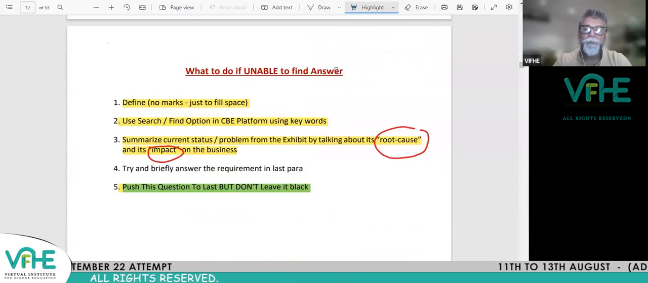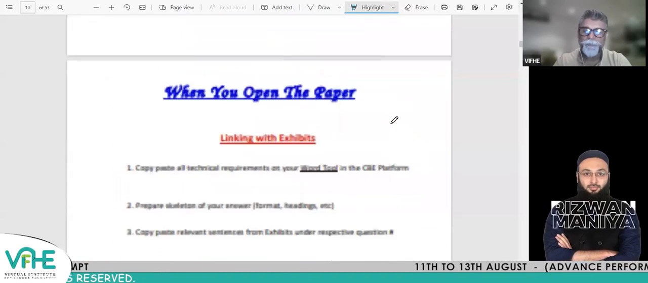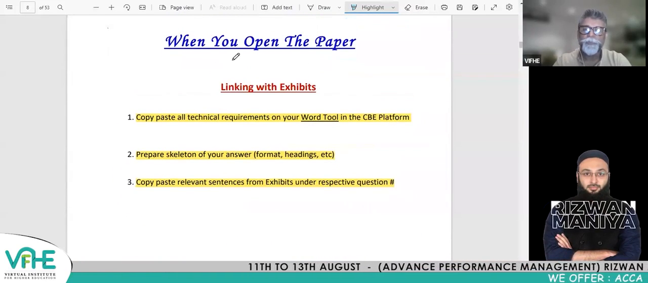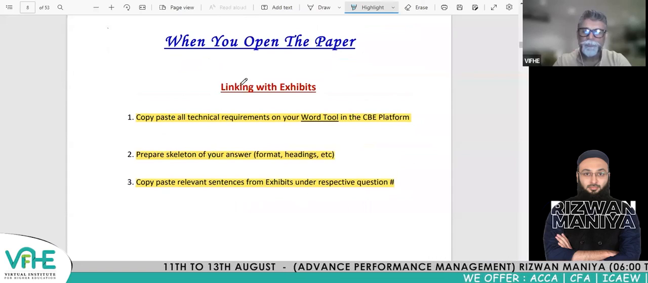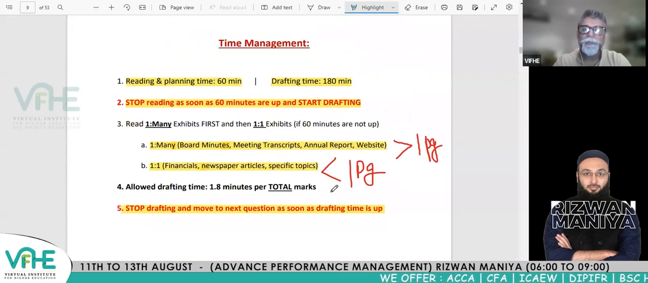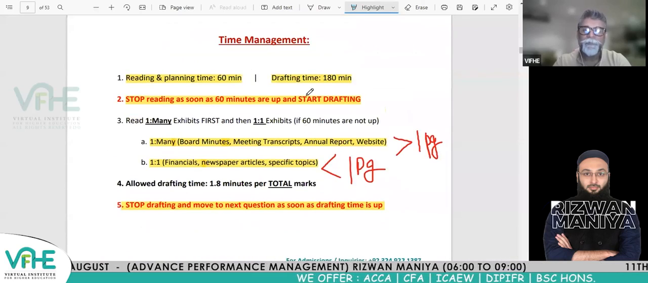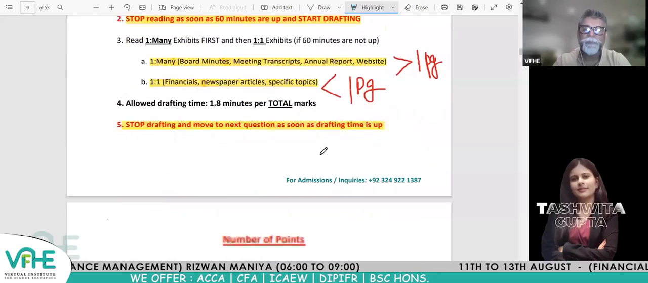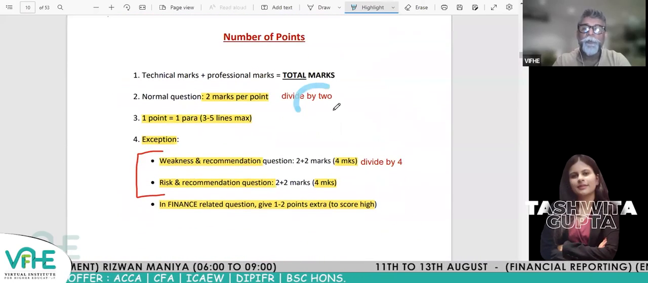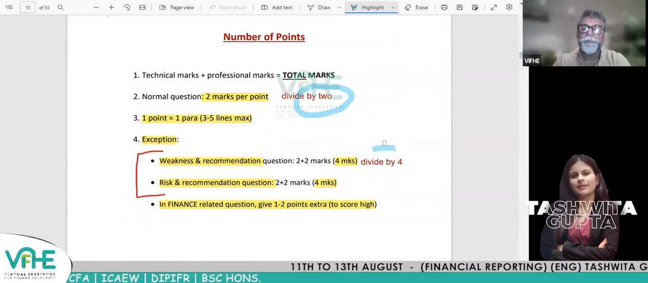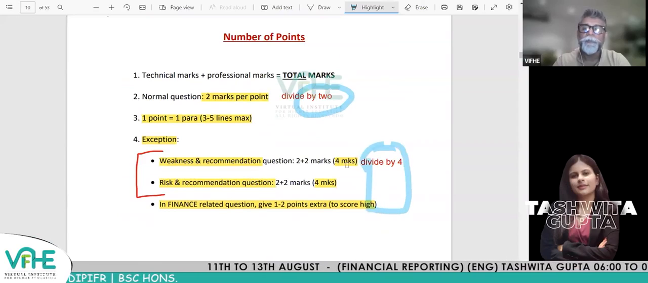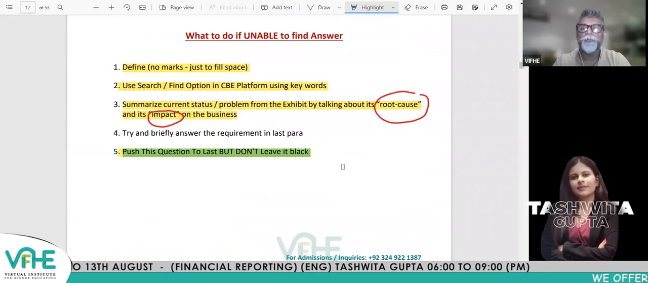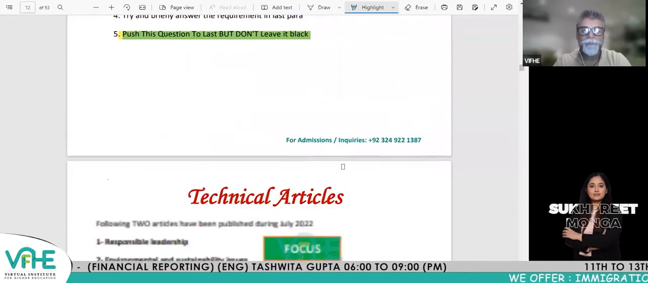Okay, so we are done with exam techniques. I will just quickly go back. So the first thing you do is when you start the paper, these are the things you're supposed to do. Then regarding time management, read the reading time, the drafting time, 1:1, 1:many exhibits, number of points. This is something which is important. Format of your answer, what to do if unable to find your answers. All right.